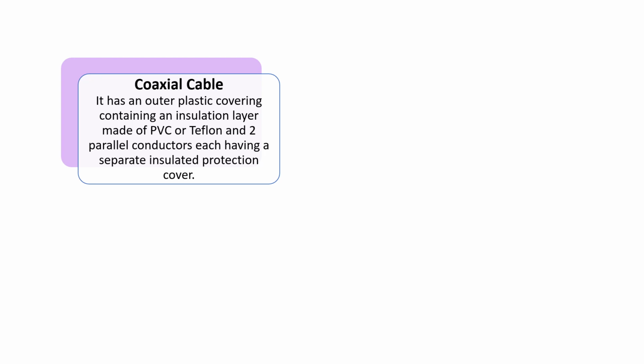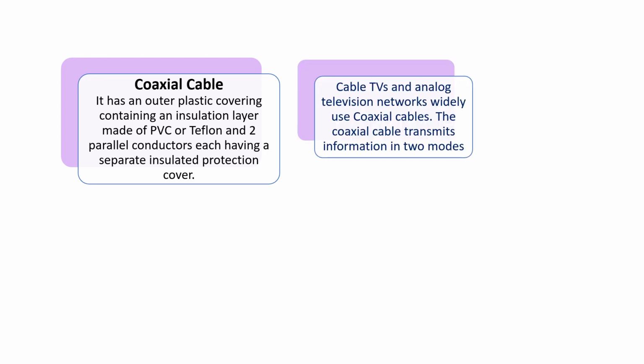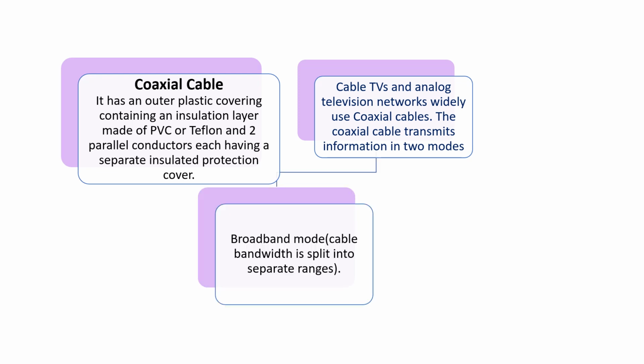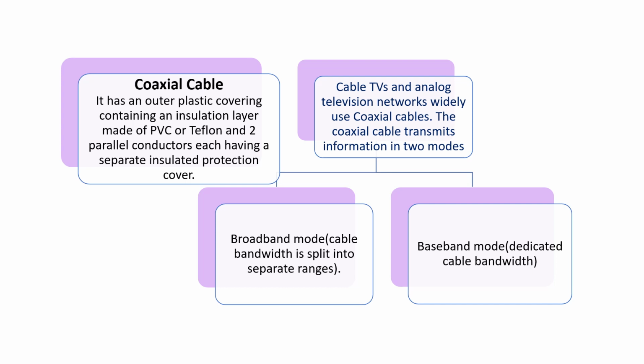Next, we can see the coaxial cable. It has an outer plastic covering containing an insulation layer made of PVC or Teflon and two parallel conductors, each having a separate insulated protection cover. Cable TV and analog television networks widely use these coaxial cables. This transmits information in two modes. One is the broadband mode and the next one is the baseband mode. In our channel we have a separate video on this also, on the difference between broadband and baseband modes of communication. You can check that. I have given the link in the description box.